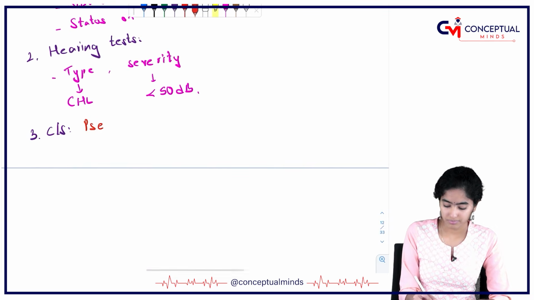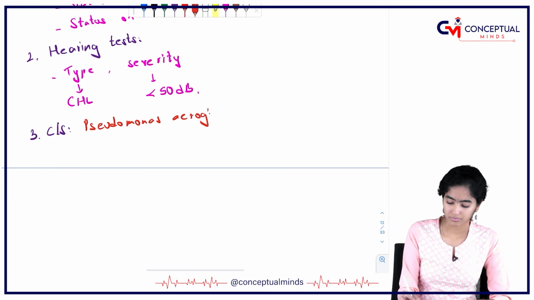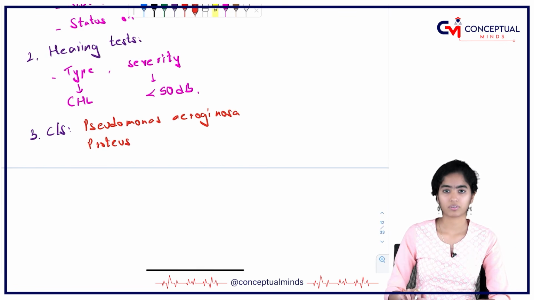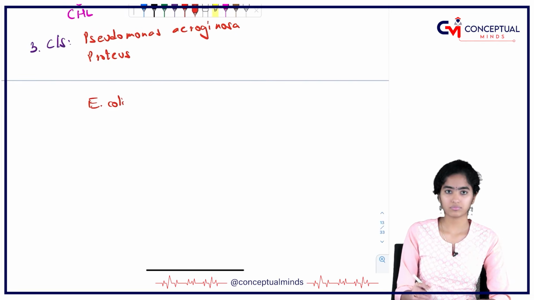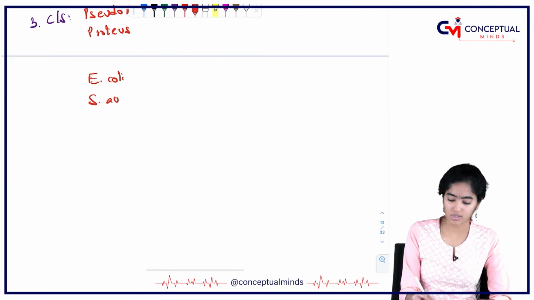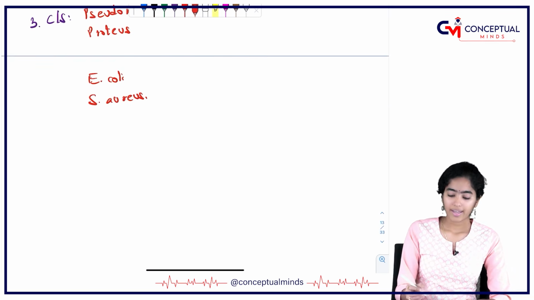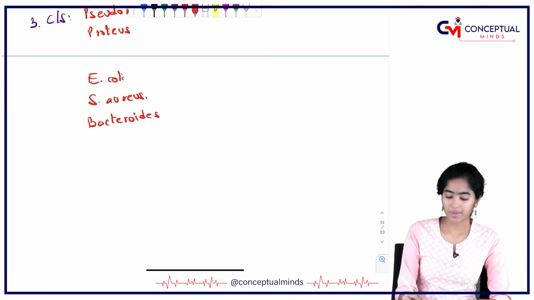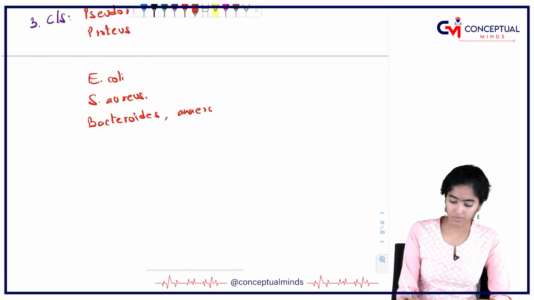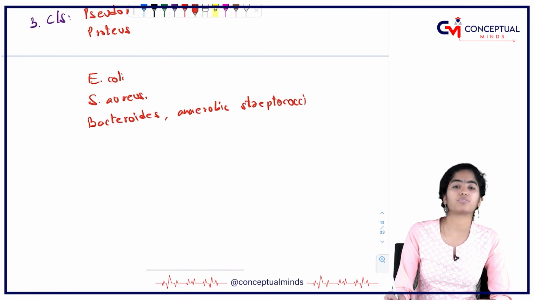Pseudomonas aeruginosa, Proteus, E. coli, and Staphylococcus aureus. Among anaerobes, we will find Bacteroides fragilis and some anaerobic streptococci are also found. These are some of the common organisms that are isolated from the culture.